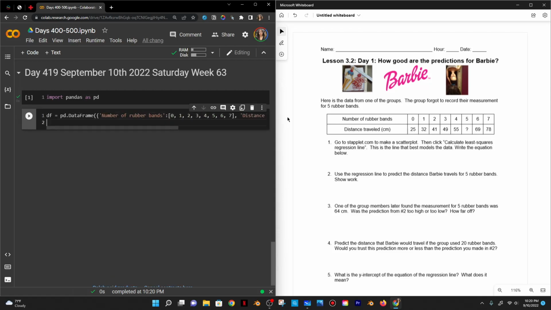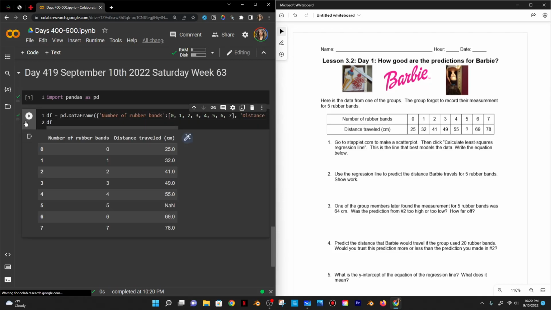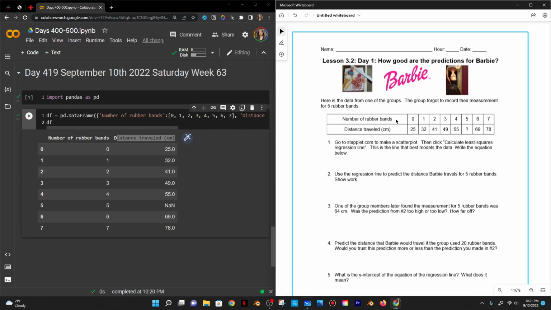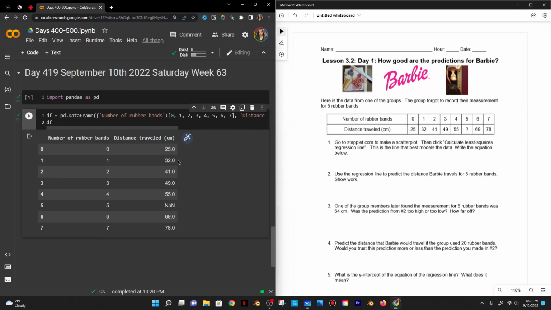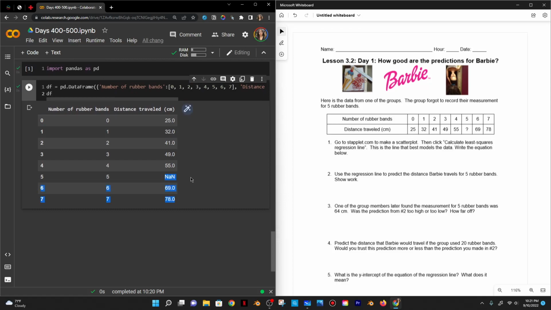Let me just go here and click on df. All right, so now I have the number of rubber bands and I have the distance traveled. So here's my data, basically this little bar over here. It's in Python now. And I just put None so that it gives me a null value for 5, because that is the value we're trying to predict.